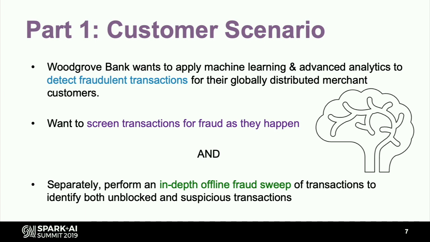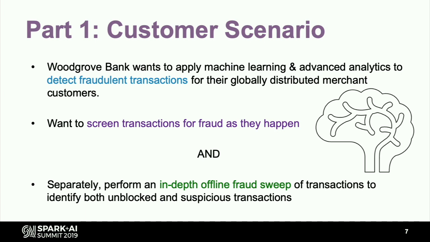But they also don't want to be too aggressive. They don't want false positives. For example, I was traveling to Europe, I'm trying to make a purchase, but my bank blocks it because it's from an unknown location, but it was not fraudulent. That frustrates the merchants and the customers.